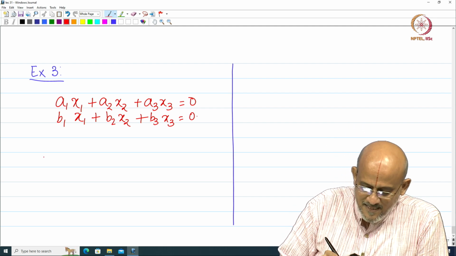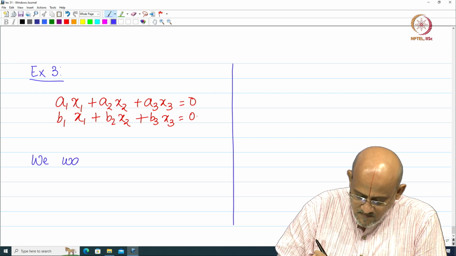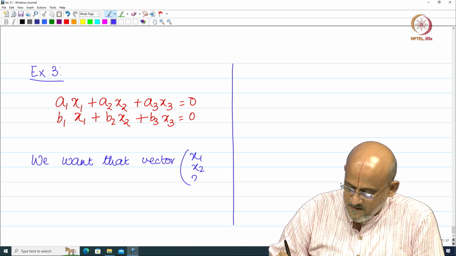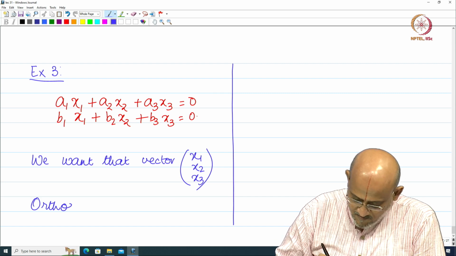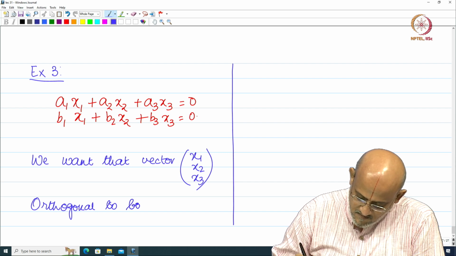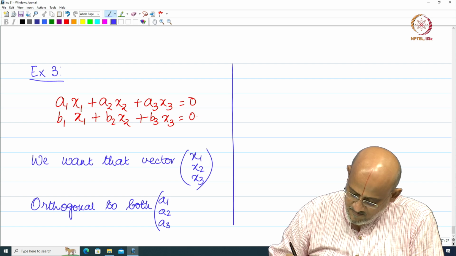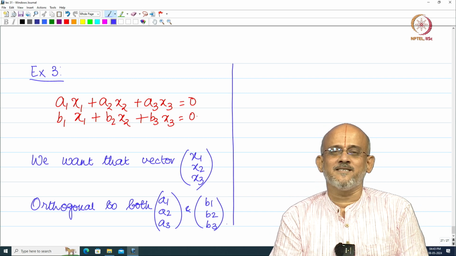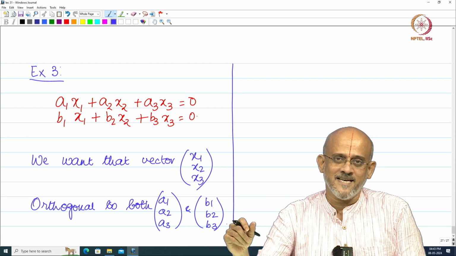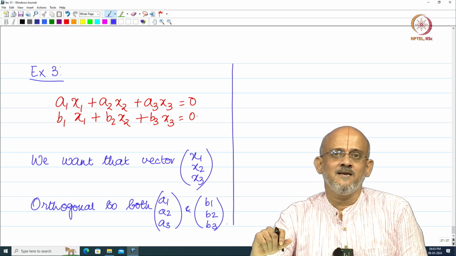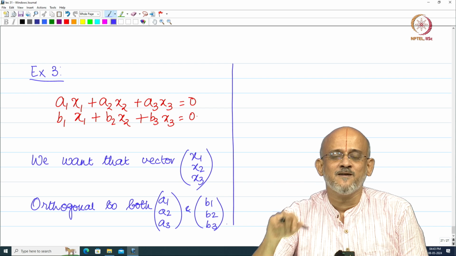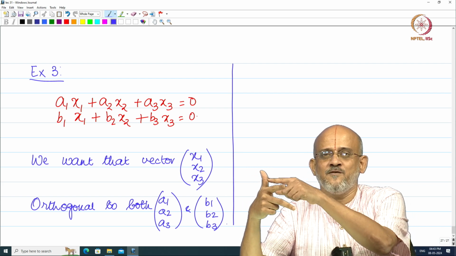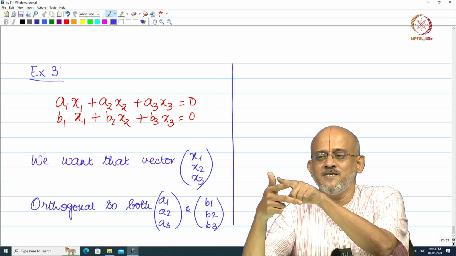What is it that we want? In this case we want that vector (x1, x2, x3) orthogonal to both (a1, a2, a3) and (b1, b2, b3). What is that vector which is orthogonal to both these vectors? Remember, when we got into the 3-dimensional case, we figured out that if you have a pair of vectors, the vector which is orthogonal to both is basically the cross product of the two vectors. You remember we did this. If you have, let us say, i and j, the vector which is orthogonal to that is along the direction of k, which is obtained as the cross product i cross j.